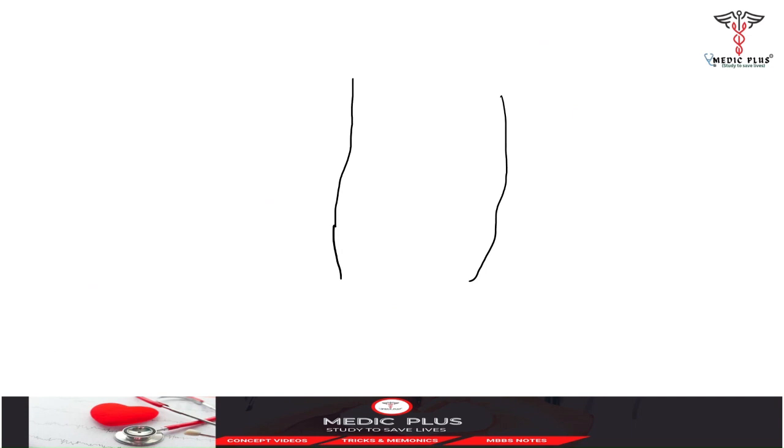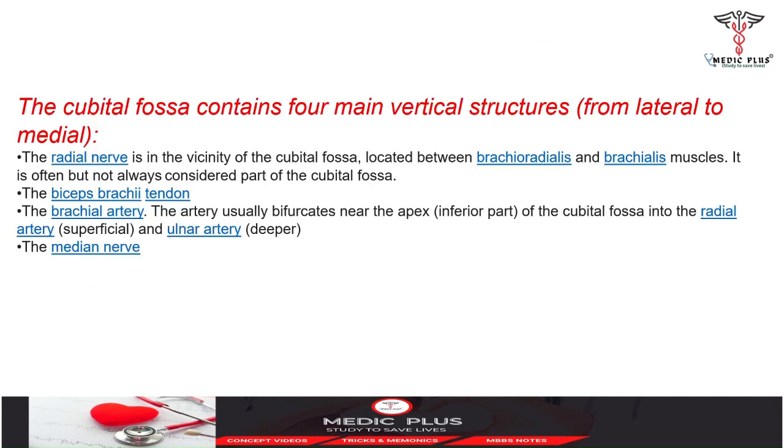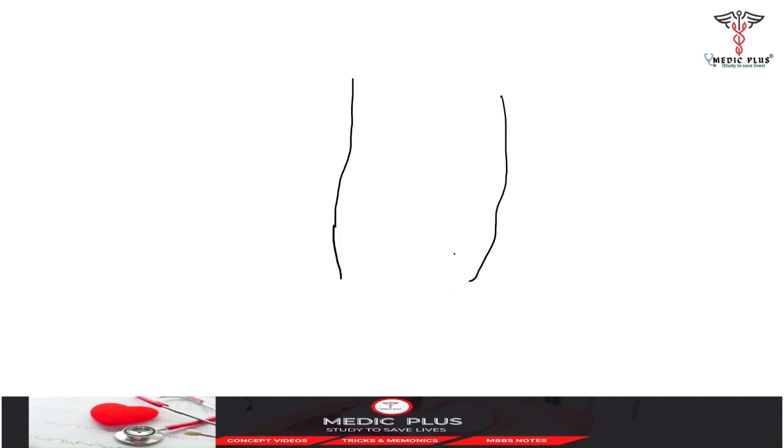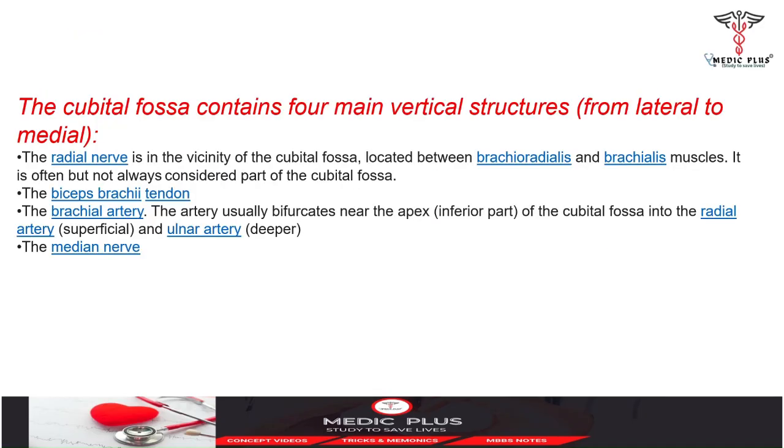Now next, the cubital fossa contains four main vertical structures. If we are going to talk about the contents of the cubital fossa from medial to lateral, what are they? Here we can discuss it. You can write it down, I will also write all these things down. First, understand what is happening here. For the contents of the cubital fossa, I am going to share a trick.